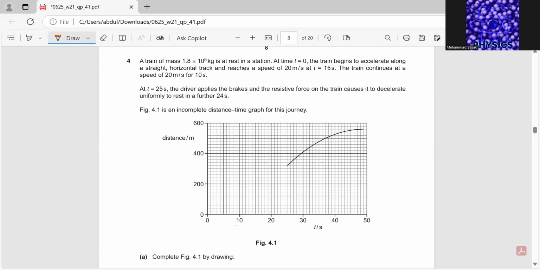Let's move on. A tricky question. A train of mass 1.8 is at rest in a station. At time t equal to 0, the train begins to accelerate along a straight horizontal track and reaches a speed of 20 meters per second at t equal to 15 seconds. The train continues at a constant speed of 20 meters per second for 10 seconds.